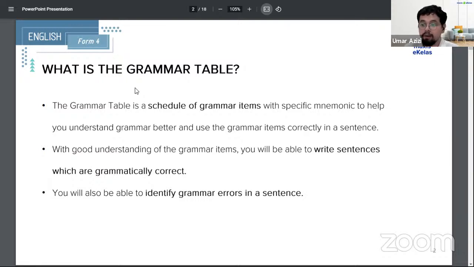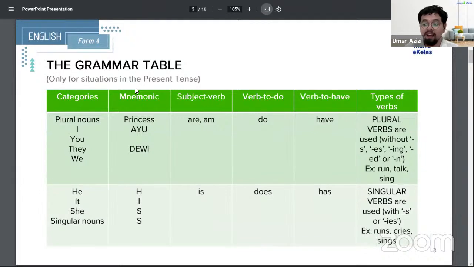Now, again, we're talking about a grammar table. With a good understanding of grammar items comes the ability to write sentences which are grammatically correct. For those who caught my reference, say that in the comment section. Now, the grammar table that we've been talking about is only for situations in the present tense. The grammar tables change based on what tense the sentence is in. So this one is applicable for present tense. If you're taking notes, please make sure to write this down and bold, highlight, arrow it. This grammar table is for present tense.